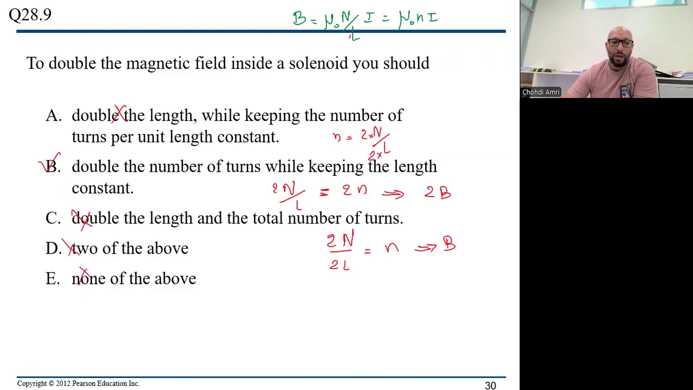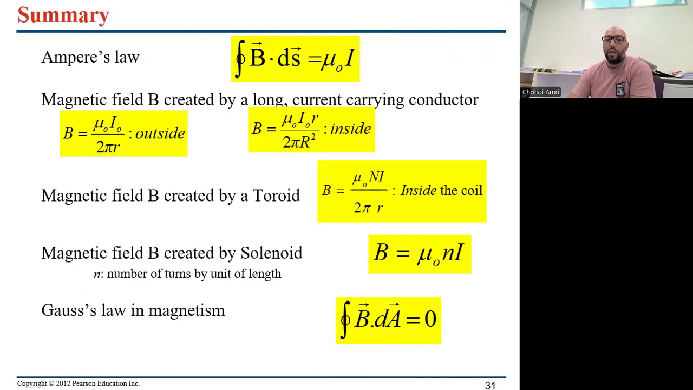So this is our chapter. Our lecture is very easy. Let's make a short summary. Ampere's law says the line integral over a closed line of B dot ds equals mu naught multiplied by the enclosed current. For a very long wire, outside, B is mu naught I over 2 pi r. Inside the conductor, it is mu naught I multiplied by r divided by 2 pi R squared. For the toroid, mu naught n I over 2 pi r. For the solenoid, mu naught n I, with n the number of turns per unit length.